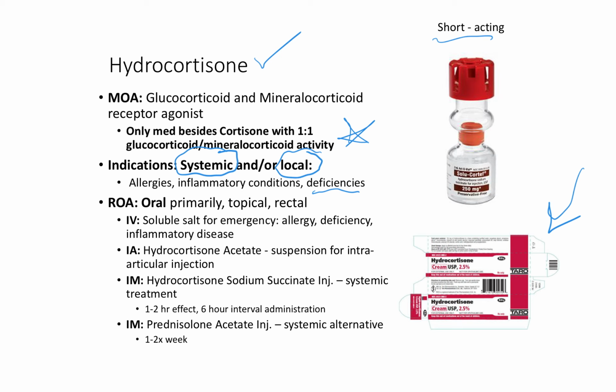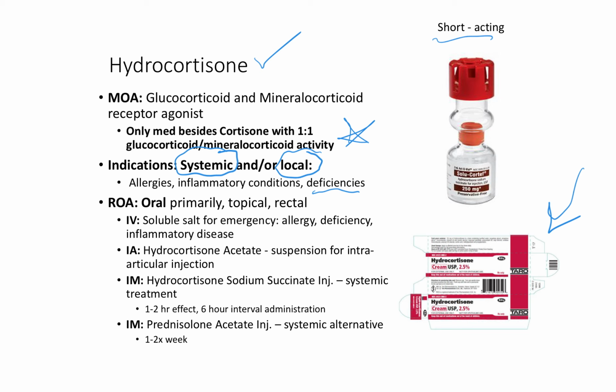So if somebody has a rash, a hydrocortisone cream is a nice way to locally treat that rash rather than giving them a pill to swallow. So you want to think about that, how long you're going to give it and what you're treating and what the side effects will be. So we've got our oral, and then topical, rectal, and then our injectables.